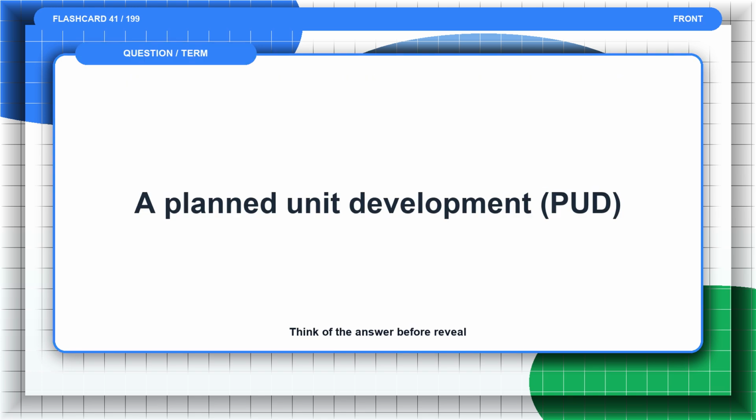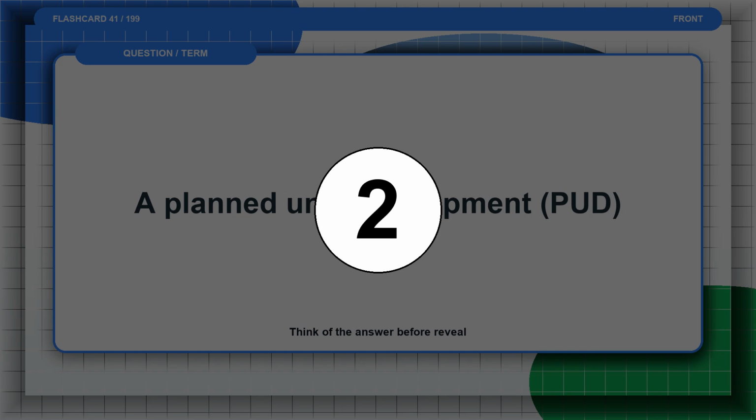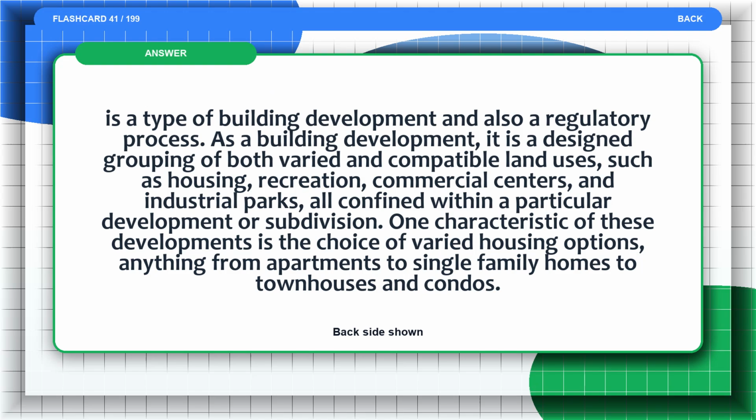Flashcard 41. A planned unit development, PUD. Pause and think of the answer before the reveal. The answer is a type of building development and also a regulatory process. As a building development, it is a designed grouping of both varied and compatible land uses, such as housing, recreation, commercial centers, and industrial parks, all confined within a particular development or subdivision. One characteristic of these developments is the choice of varied housing options, anything from apartments to single-family homes to townhouses and condos.